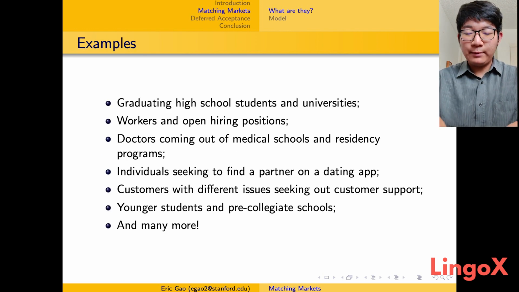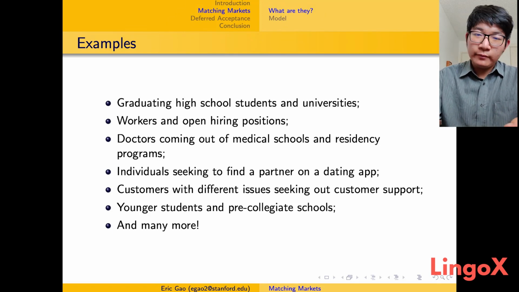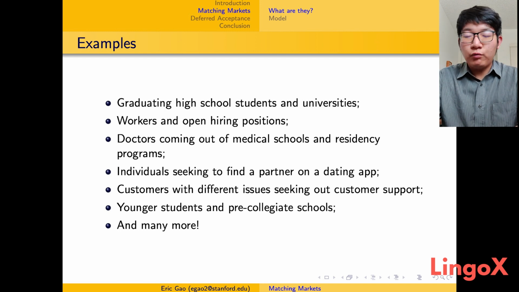Okay, so for some examples, first is our motivating example that we'll work the most with throughout this lecture. It's graduating high school students and universities, right? High school students want to go to universities, and universities want to enroll high school students. There's preferences on both sides, and we have a matching market. So in general, these other examples happen when there's preferences on both sides and a finite number of goods. So workers and employers looking to hire workers, doctors who are graduating medical school and the first hospital that they go to complete their residency.